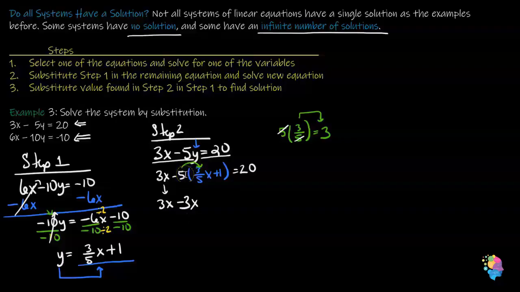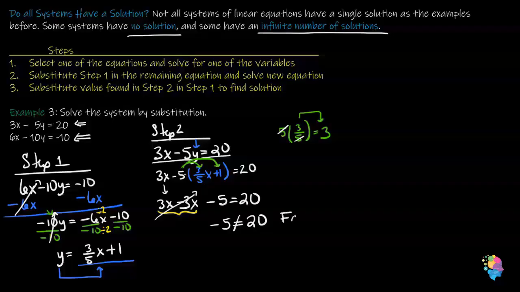We continue to multiply. I have minus 5 times 1. Well, anything times 1 will give you back the same thing. So this is minus 5 is equal to 20. No fractions, but we do have like terms. I have 3x minus 3x. Well, 3 minus 3 will go to 0. This gets eliminated, leaving you only with minus 5 on the left side and a 20 on the right side. And minus 5 is not the same as 20. Notice how all our variables disappear and we ended up with a false statement.